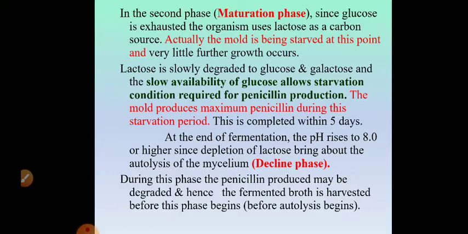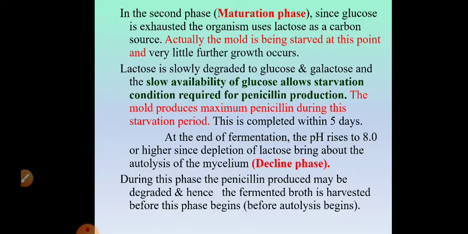And hence, when the glucose present in the medium is exhausted, the mold is starved at this point. The organism undergoes starvation because there is a lag phase, and very little further growth occurs. Once the organism undergoes starvation, upon exhaustion of glucose, very little growth occurs. Now the organism shifts to lactose.